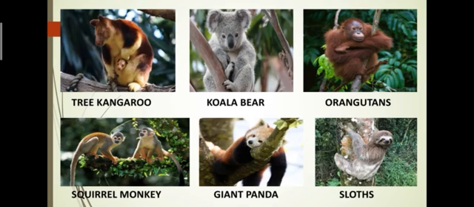The picture is showing the examples of arboreal animals like tree kangaroo, koala bear, orangutan, squirrel monkey, giant panda, and the sloths. They are also known as sloth bear.